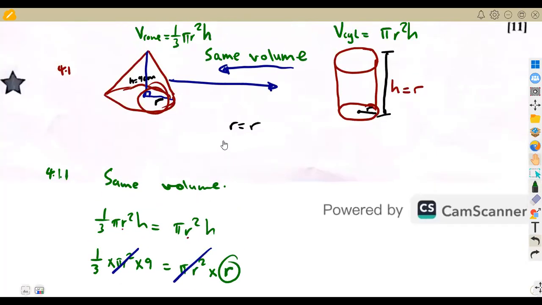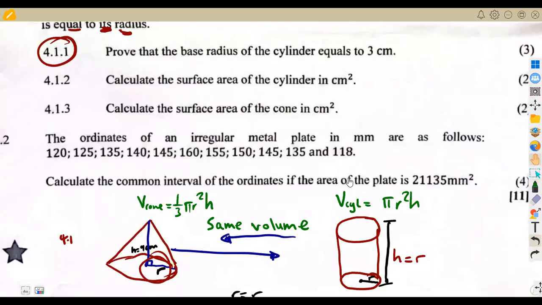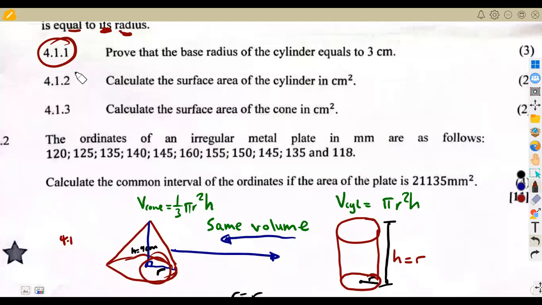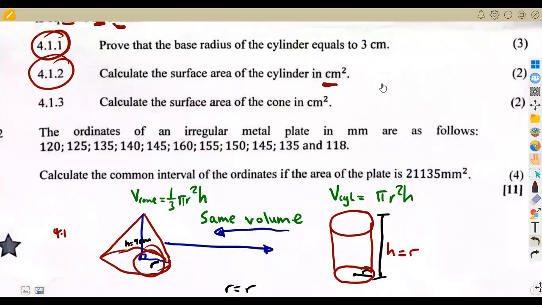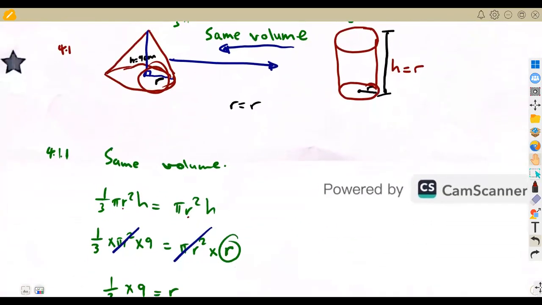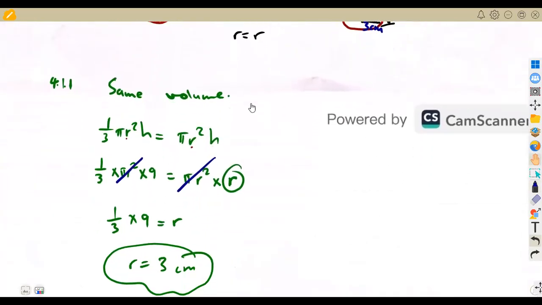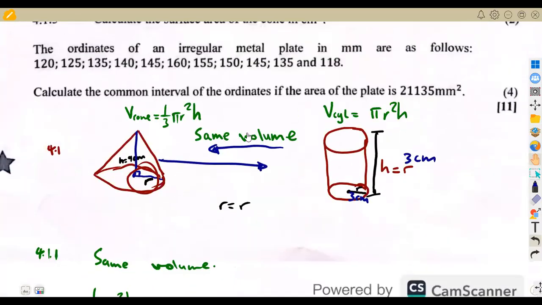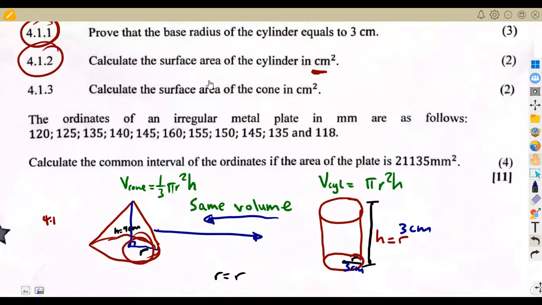So that's it. That was the question, to prove that the radius is equal to 3 centimeters, okay? Then calculate the surface area of the cylinder in square centimeters. We need the surface area of the cylinder. Remember that we got that the radius is 3 centimeters. So here I've got 3 centimeters. And remember I said the height is equal to the radius, so this height is also 3 centimeters. So the question needs us now to calculate the total surface area.